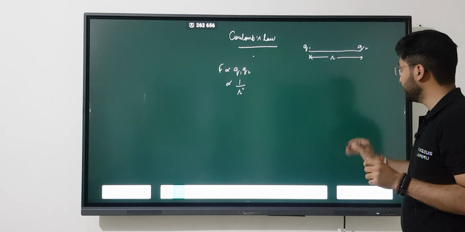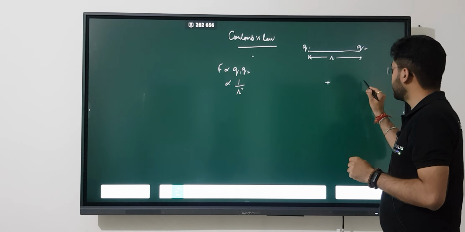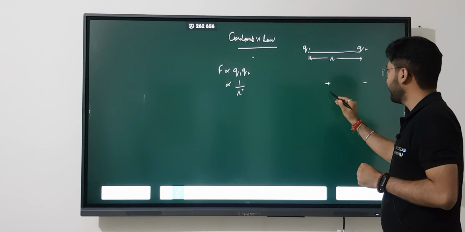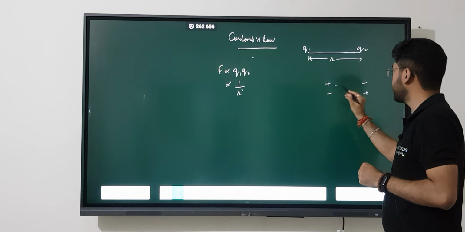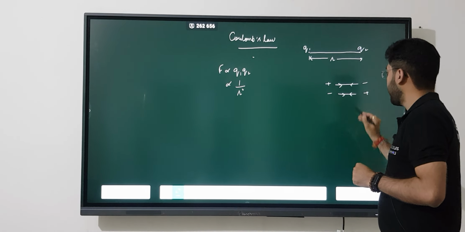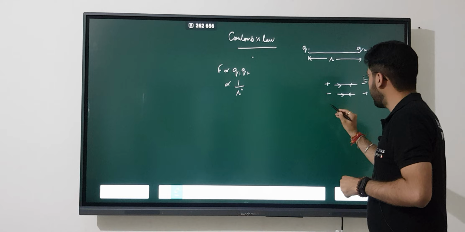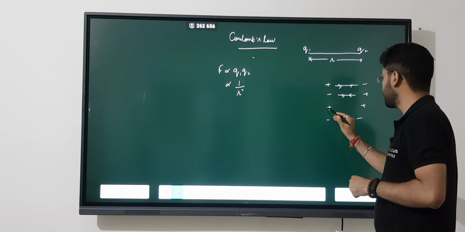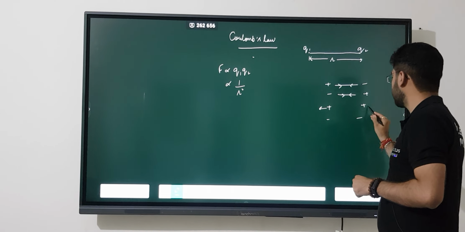Force of attraction means when both the charges are unlike, like positive-negative or negative-positive, the force becomes attractive. And when both the charges are alike, plus-plus or negative-negative, the force is one of repulsion.